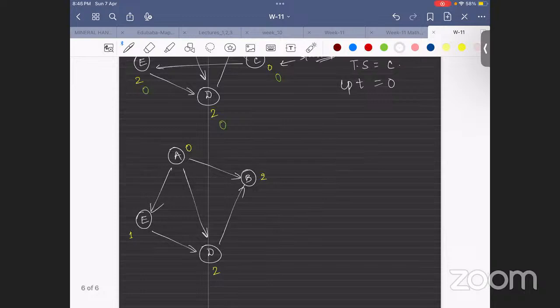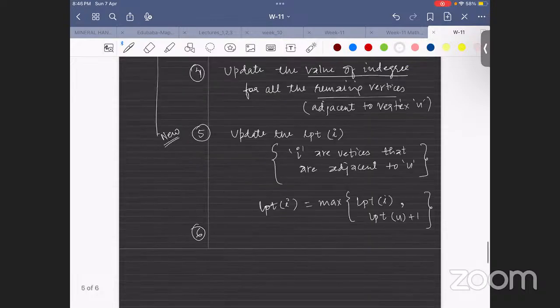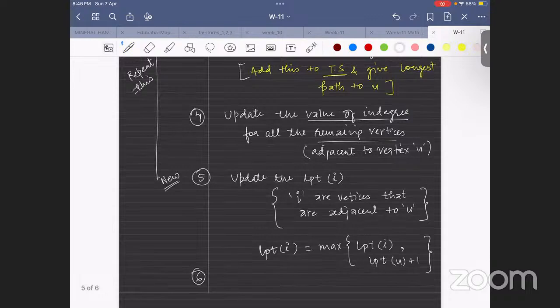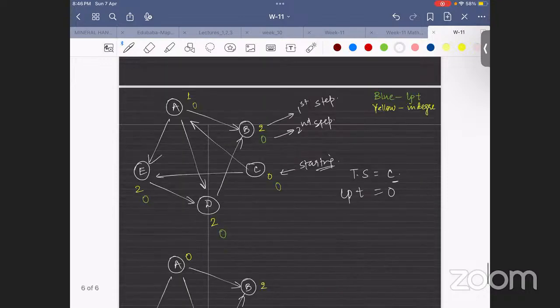You are updating the in degree for all the vertices that are remaining or that are adjacent to this vertex C. Correct? And I already told you, whichever vertices are adjacent, you have to update the values of the in degree for all the remaining vertices. That is fine. And then you have to update the value LPT of I. And I is the adjacent vertices, so we have done it for the C.